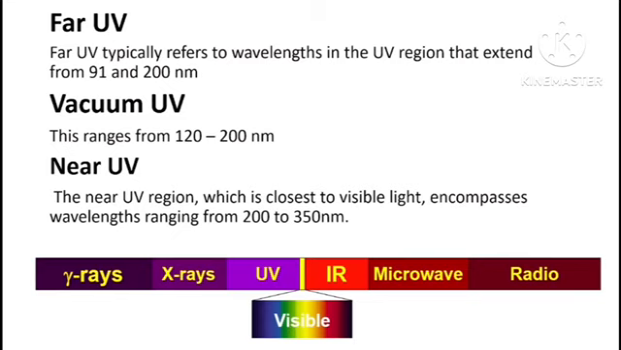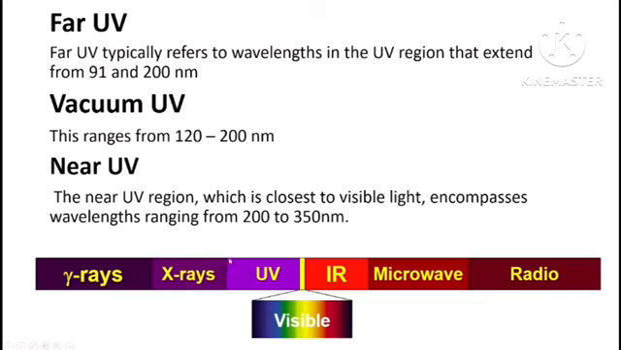Some sources will say far UV or vacuum UV, but the idea is that when we say far or vacuum UV, it means that these radiations are in the UV region, but still in the UV region there are categories. So the radiations that are of lower or smaller wavelength in the UV region are the ones that we call far or vacuum UV.